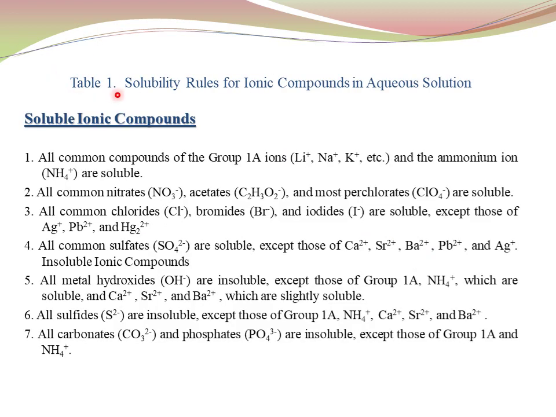Now you can use Table 1, solubility rules for ionic compounds in aqueous solution, to know which ionic compounds are soluble in water and which are insoluble in water. Rule number 1: all common compounds of group 1A, like lithium Li+, sodium Na+, potassium K+, and the ammonium ion NH4+ are soluble. So for example, NaCl soluble, KCl soluble, ammonium chloride soluble, ammonium hydroxide soluble.